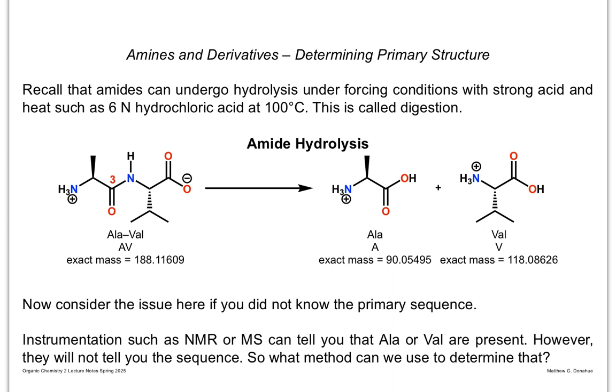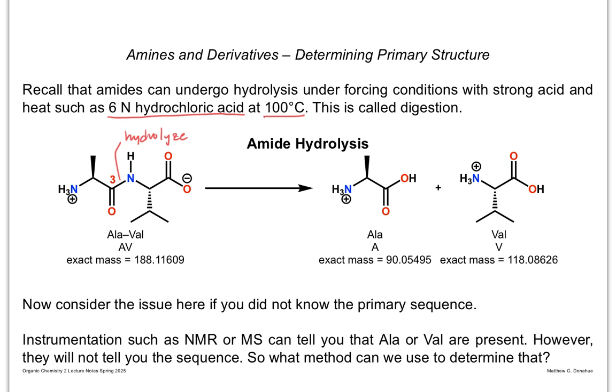One very general chemical reaction is amide hydrolysis. That requires forcing conditions with a strong acid, such as 6-normal hydrochloric acid, heated to about 100 degrees, so that's refluxing water. What that's going to do is hydrolyze this bond and give us the 2 amino acid monomers.